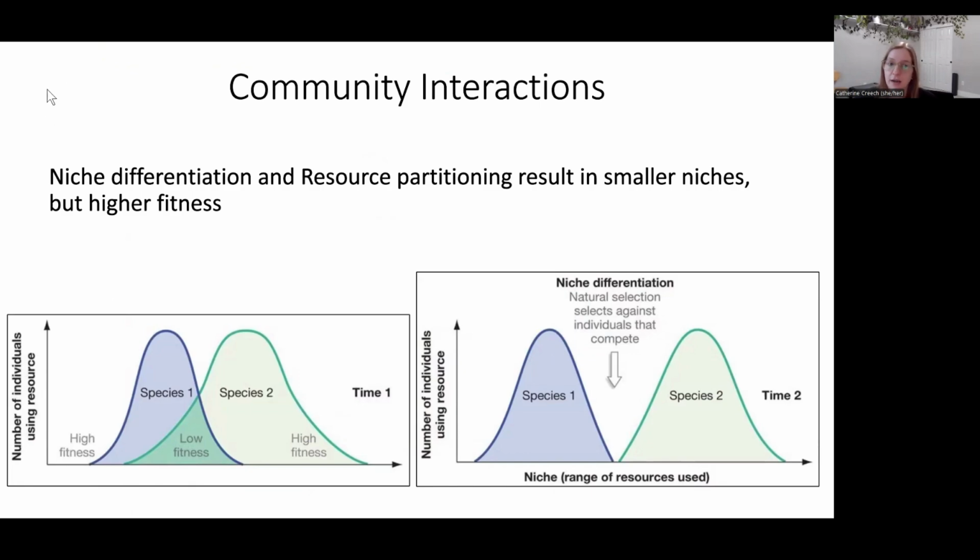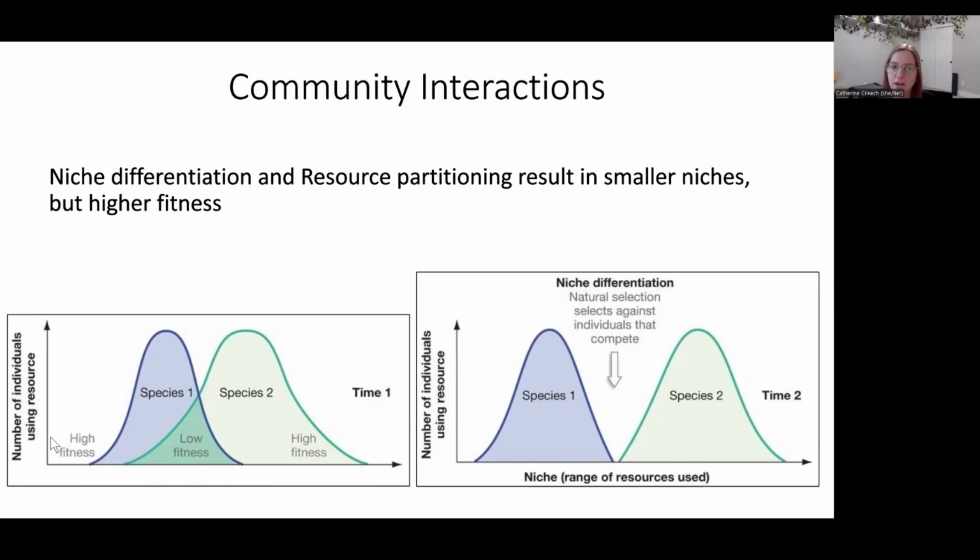If our niches overlap, we can also do niche differentiation, which is also called resource partitioning. So in these, we are not going to exclude one competitor completely. Instead, both of the competitors are going to reduce their niches, and they're each going to get higher fitness. So now it's more of a sharing than an outcompeting.